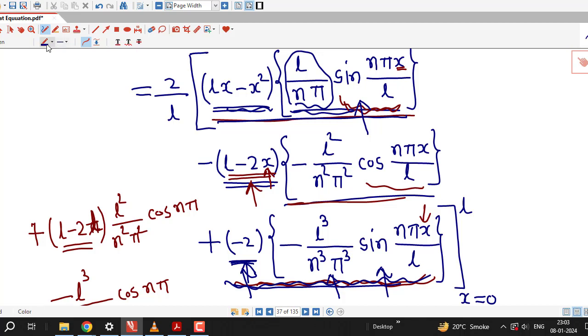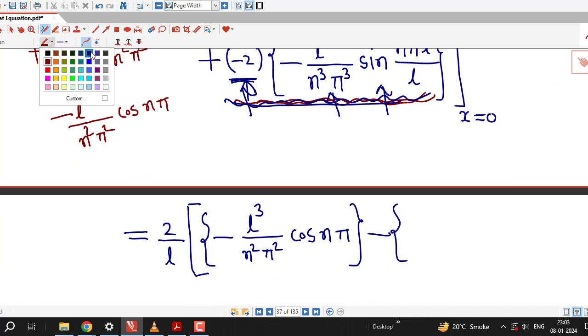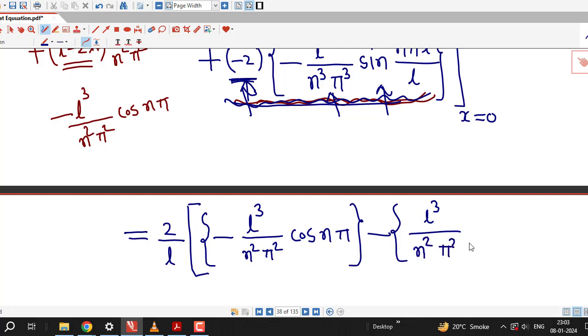If we take x equal to 0 in this term, then if I take x equal to 0 here, I will have minus L, and this minus minus plus, so I am writing L only. And here I have L square divided by n square pi square into cosine of 0, and cosine of 0 is 1, so we have L cube divided by n square pi square. That is the contribution from x equal to 0. So let me write here L cube divided by n square pi square. This is for x equal to 0.